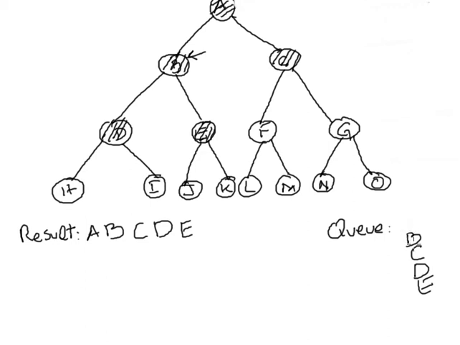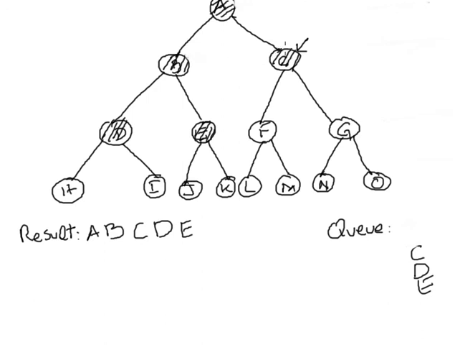Now, if B is served, all we need to do is dequeue B from our queue and change the pointer to the next element in our queue, which in this case is C. So we will go to C, and you can see it's traversing in breadth. We started from the top node, went to B, and now we're going to C.